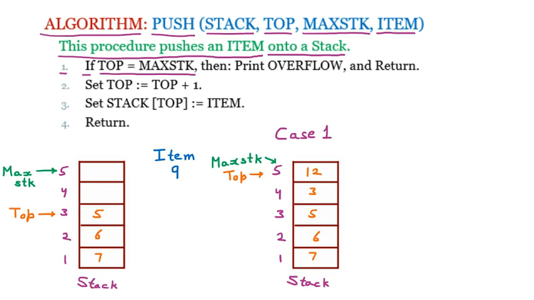In such a case we have the first condition: if top is equal to max stack, meaning both are equal, that is only the case when the stack is full. Then we will print overflow. Overflow is a word taken from the tank. Just like when water is filled in the tank and the tank is full, what will happen? It will come out of the tank, meaning the extra water cannot be stored. So print overflow. Overflow means there is no space for filling the water. Similarly, there is no space for filling an extra value inside the stack.